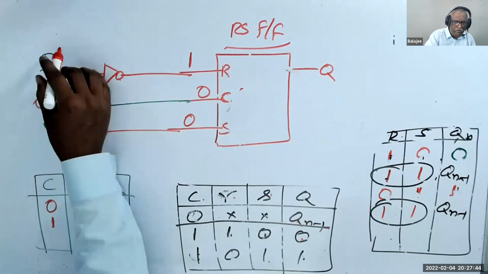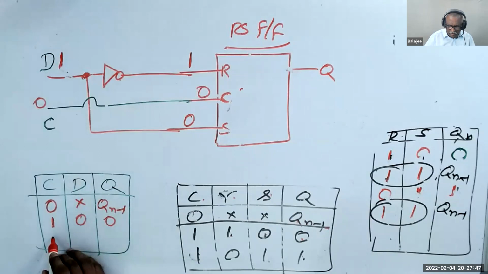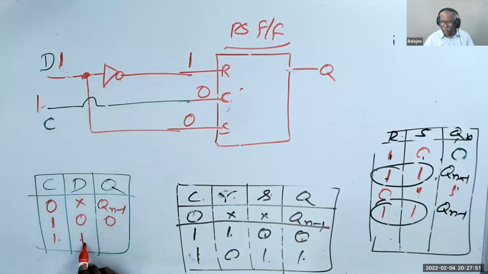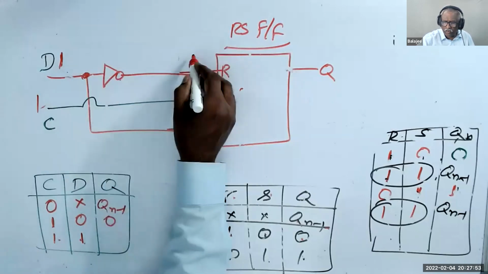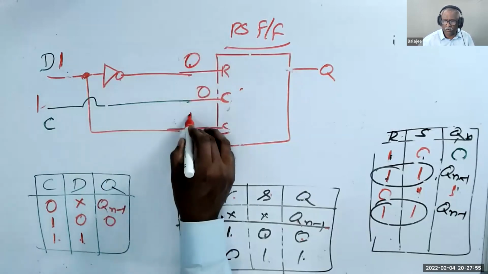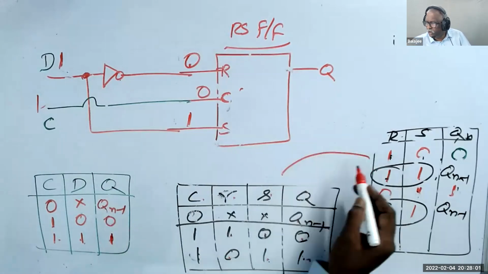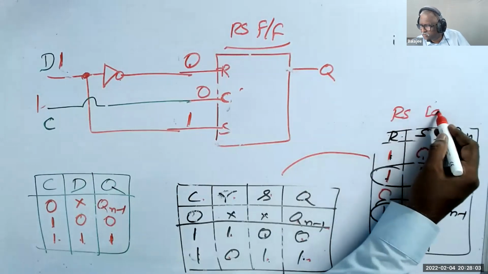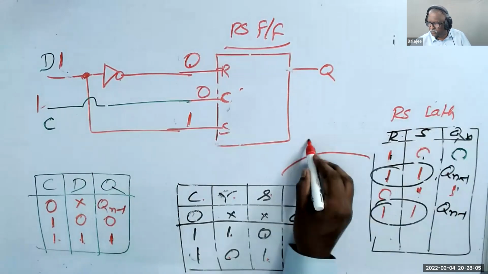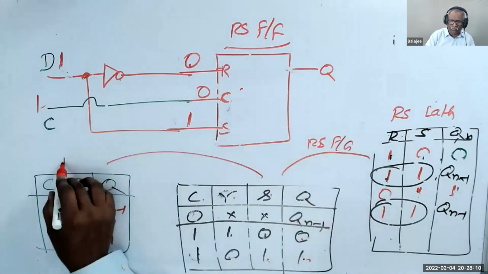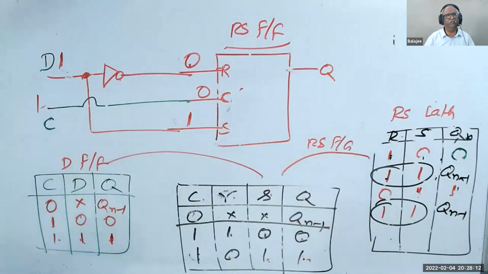When D becomes 1 and C is 1, say C is 1, please. Now this becomes 0, this becomes 1. 0, 1 means 1. So RS latch to RS flip-flop, to D flip-flop.